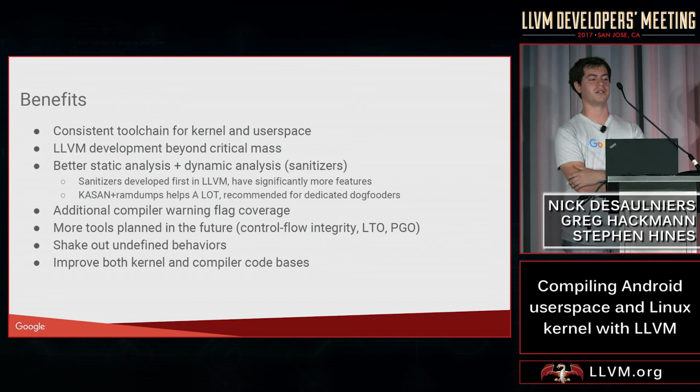Switching compilers isn't going to spot every instance of undefined behavior because two different compilers might wind up taking advantage of undefined behavior in the same fashion, but it can help shake out a significant amount. And the hope really was to benefit both code bases. I think as Greg showed, both LLVM and the kernel have been able to improve, a kind of cross-pollination.